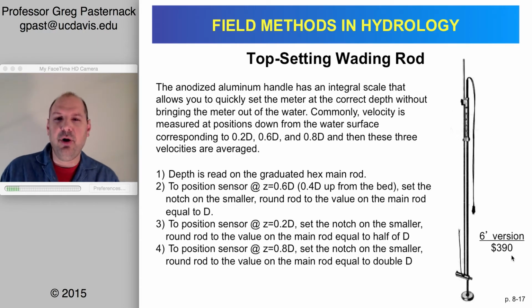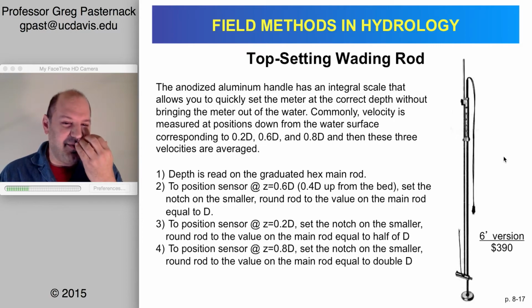In order to put this point measurement at the right location in the vertical profile, we use something called a top setting wading rod. Now this is a really remarkable piece of technology. I just love this thing. I mean, it's really cool. The idea that I can use a simple mechanical device with no calculation really on my part and get the sensor either at that 0.6 up from the bed, 0.2 up from the bed or 0.8 up from the bed position in the water column.